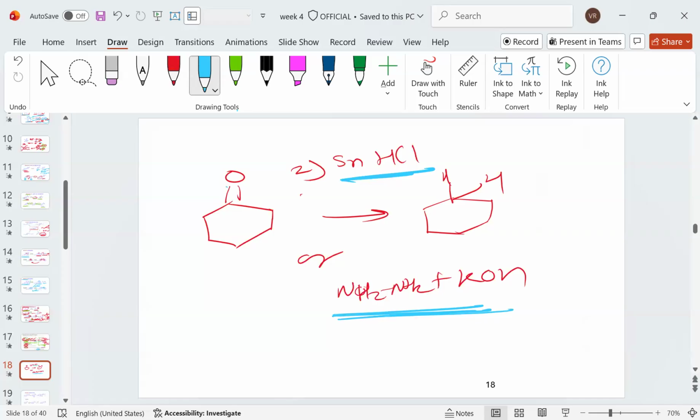So in this way we can convert this ketone to this type of group. Basically, we have converted a ketone to an alkane by using this type of reagent. So that you should know.